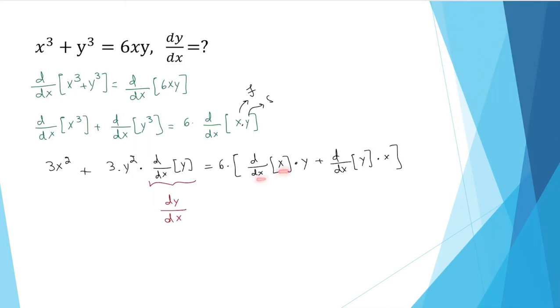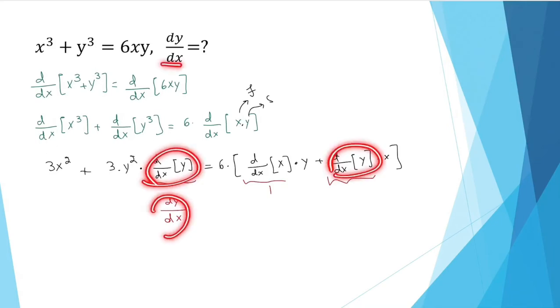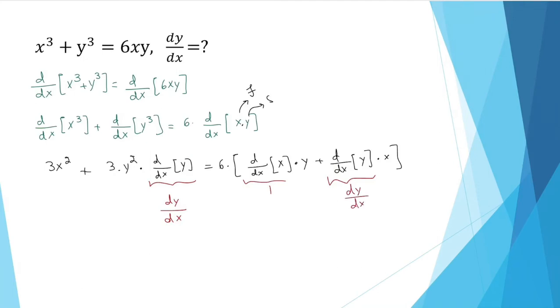And what is the derivative of x with respect to x? Think about this part as just the derivative of x. You would say it's 1, right? And that's true. This is equal to 1. So we have a 1 here. And what is the derivative of y with respect to x? It's the same question as here. That's what I'm looking for. We will leave it as dy over dx.